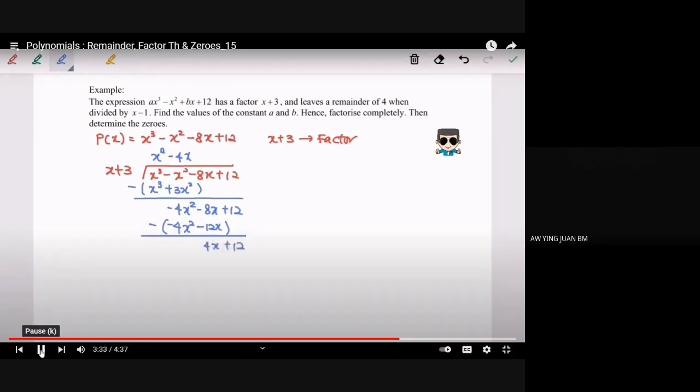So now my mission is to eliminate the 4x. So I'm going to multiply with 4. So I will have 4x plus 12. So finally my remainder is equal to 0. So rewrite the expression: x squared minus 4x.